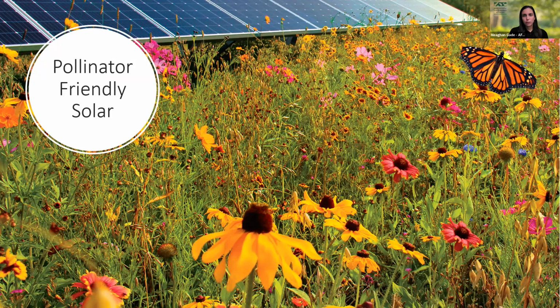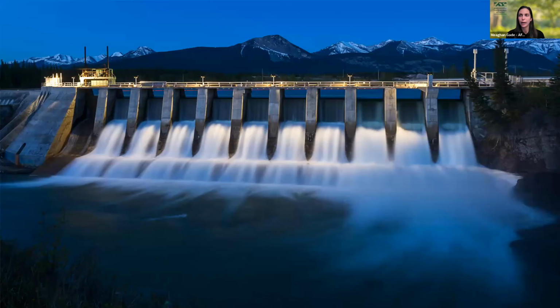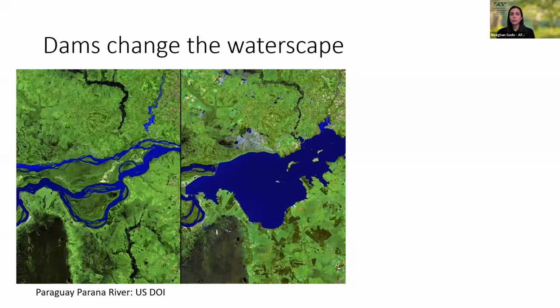All right. Let's move on to the last type of energy source that I want to highlight today, and that's hydropower. And so again, hydropower is basically when we dam up a river and we control the flow of water, and we control that flow to go over turbines that turn and generate electricity. However, dams are not the best, right? So they change our waterscape quite significantly.